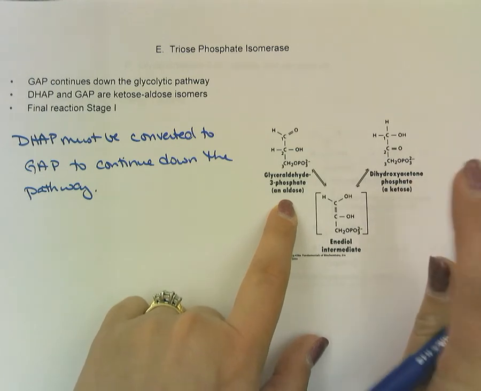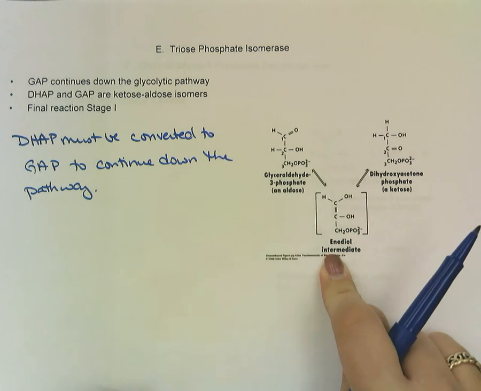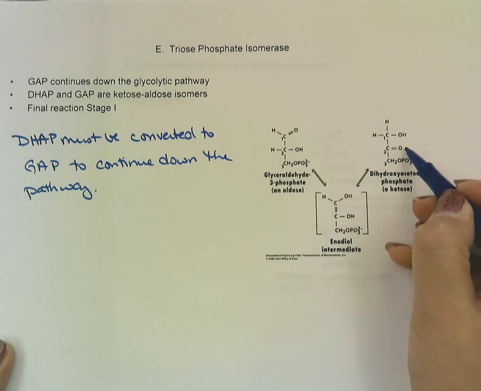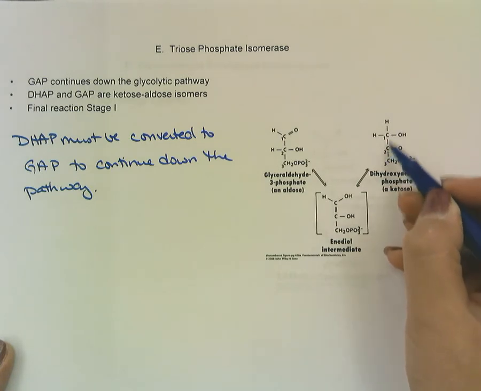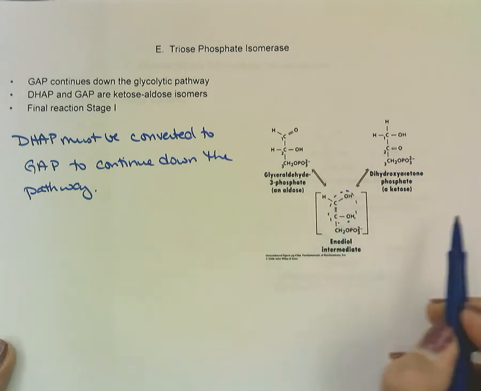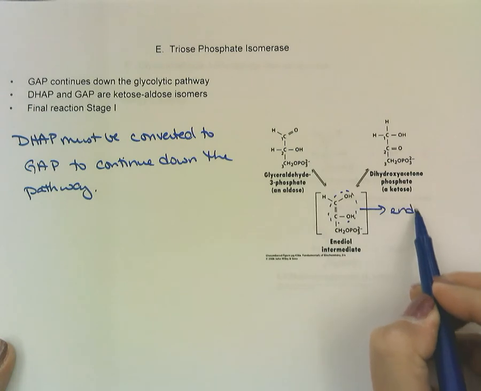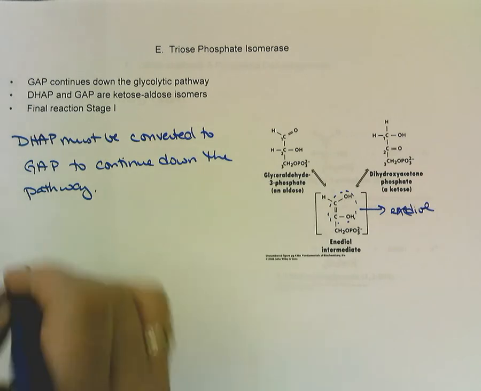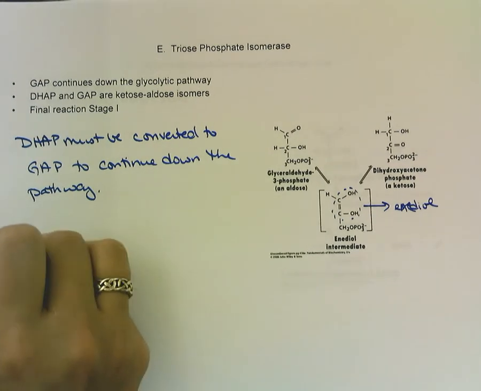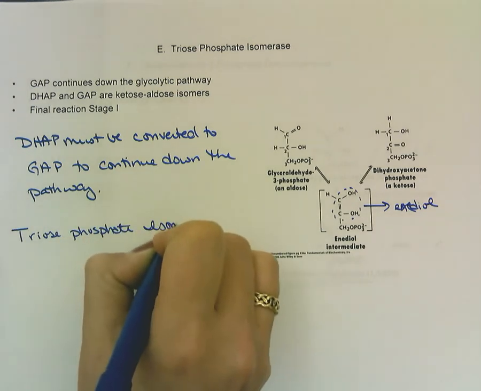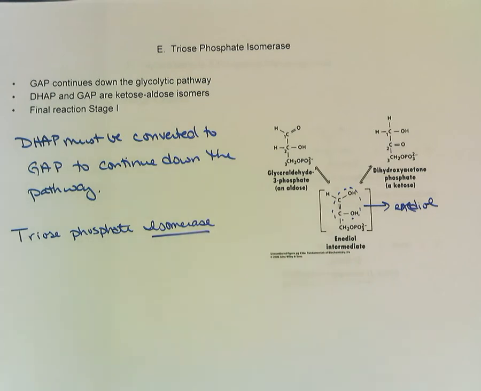So we can convert DHAP into GAP by going through this enediol intermediate, where we protonate the oxygen on carbon number 2, and we form a double bond between carbon 1 and 2, which would be the enol. Forgot the E. E-N-E, diol. And as the name implies, right, it's an isomerase, which means it converts between 2 isomers.